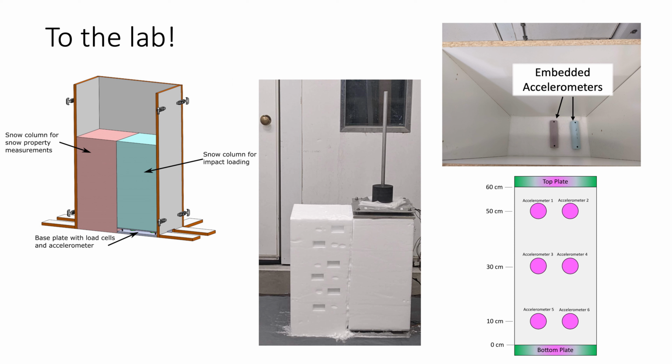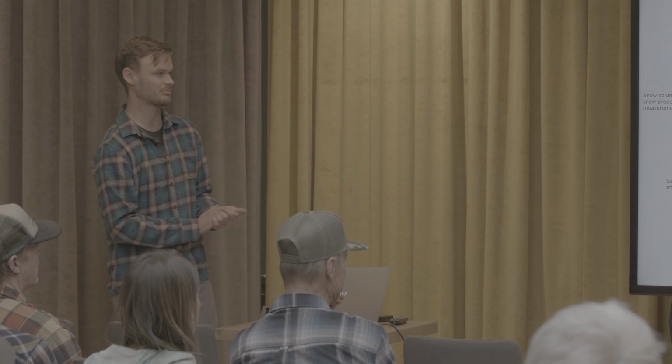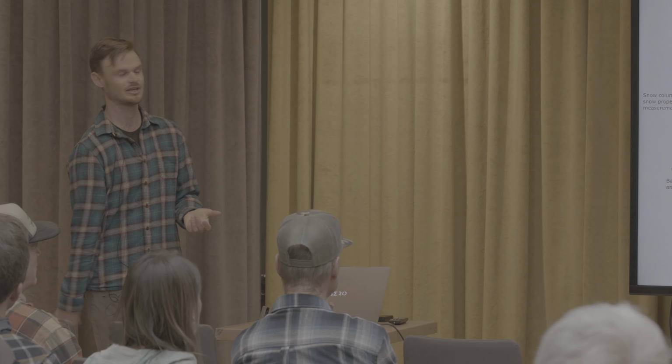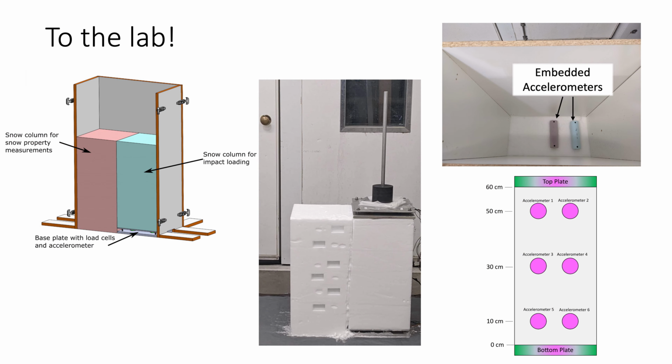So this is what the columns look like in the lab. I did them compression test size because we're all familiar with compression tests. And I did impacts that are like the wrist, elbow, and shoulder taps, but I dropped a known weight from a known height instead. And then I put a whole bunch of sensors in these columns as well.